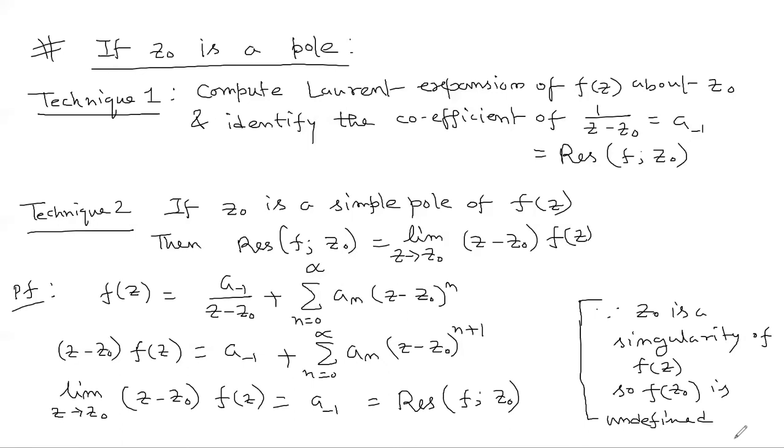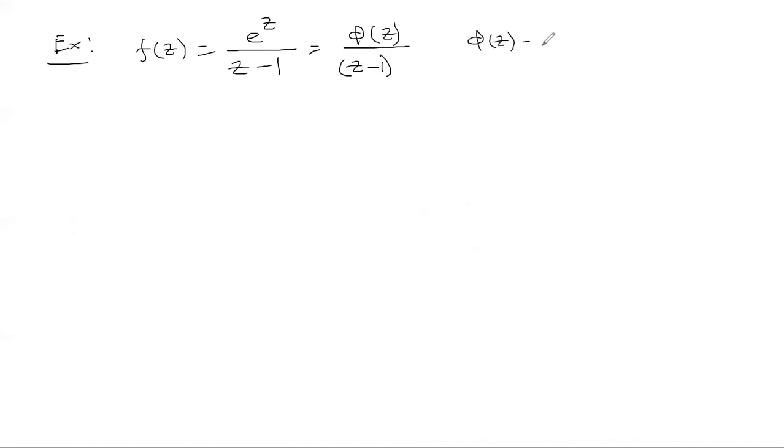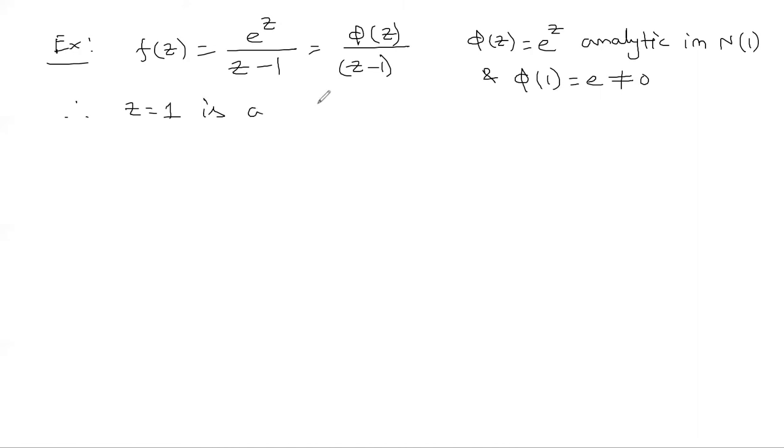So let us take an example. If we have f(z) equal to e^z by (z - 1). Here we can see the function f(z) can be written as phi(z) by (z - 1)^1, where phi(z) is equal to e^z, which is analytic in the neighborhood of 1, and phi(1) is equal to e, which is not equal to 0. So here we can conclude that z equal to 1 is a pole of order 1, that is a simple pole.